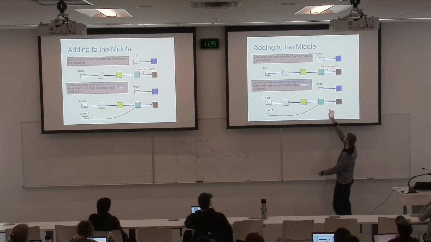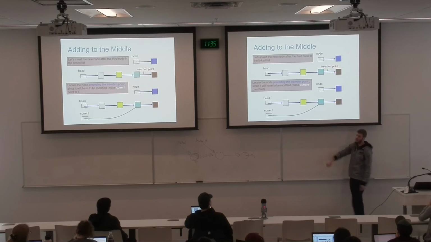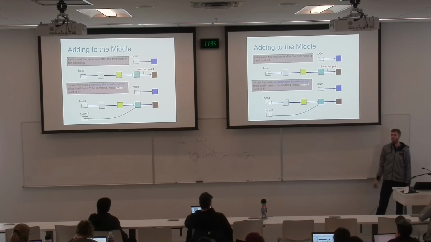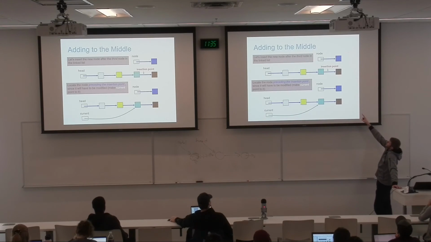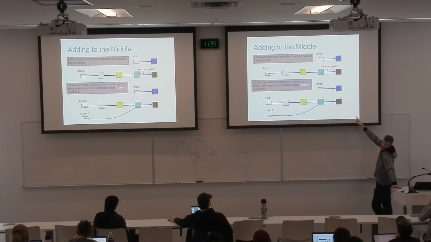Because suddenly this will point to that blue thing, but now what points to the black one? Nothing. We're in big trouble. We lost reference to that object, inadvertently creating a memory leak as well. So that would be very bad. So the order here really matters. I'm going to have to say node set next to current's next, then current set next to node.